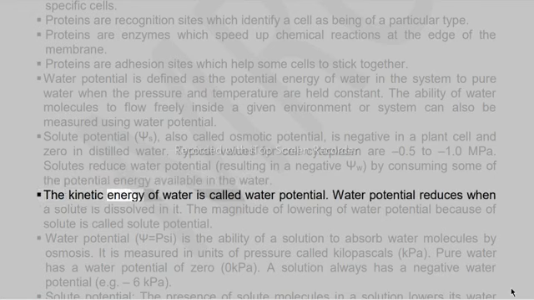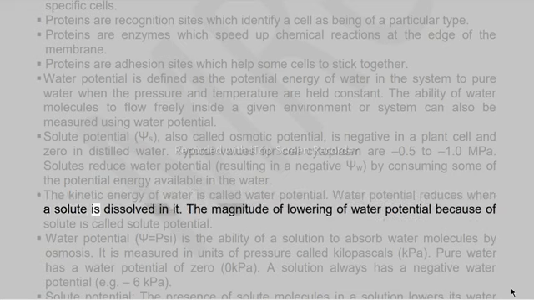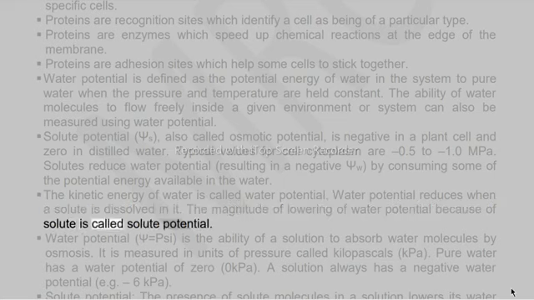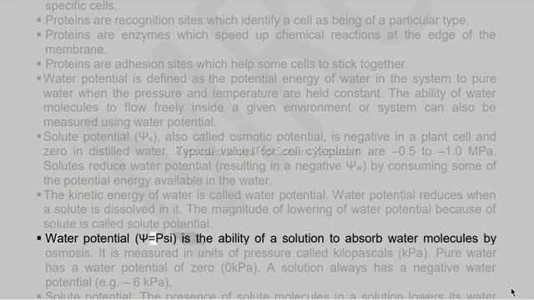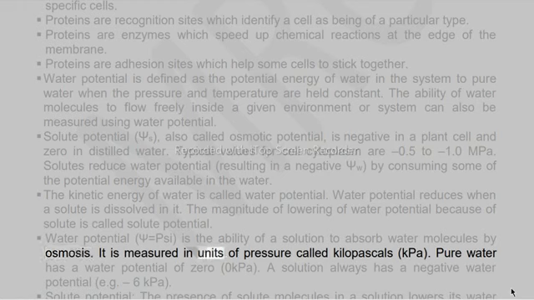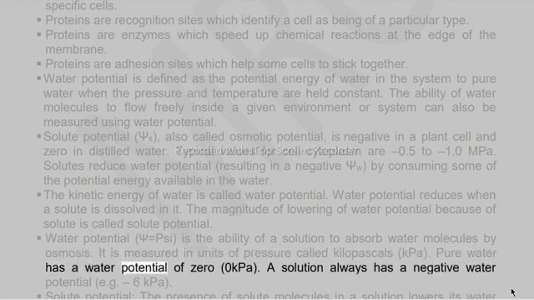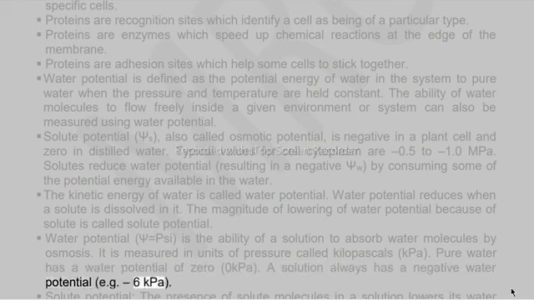The kinetic energy of water is called water potential. Water potential reduces when a solute is dissolved in it. The magnitude of lowering of water potential because of solute is called solute potential. Water potential, psi, is the ability of a solution to absorb water molecules by osmosis. It is measured in units of pressure called kilopascals, kPa. Pure water has a water potential of 0 kilopascals. A solution always has a negative water potential, e.g. -6 kilopascals.